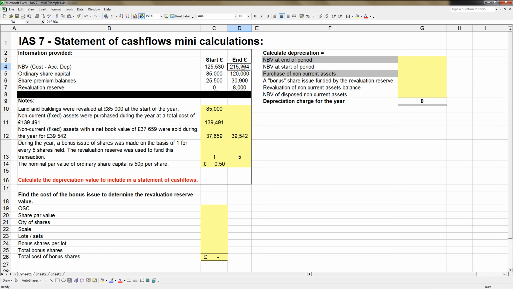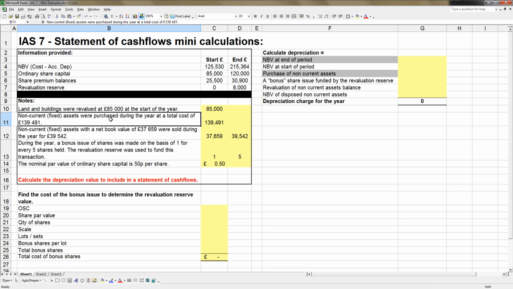So NBV at the end. Be careful how we fill this in. Let's not go too quick. NBV at the start. And in this case, we're minusing. So we want the net difference. So 215, and we're minusing the net book value at the start. The purchase of a non-current asset. So we found the difference there between those two values, and that's always what you would do.